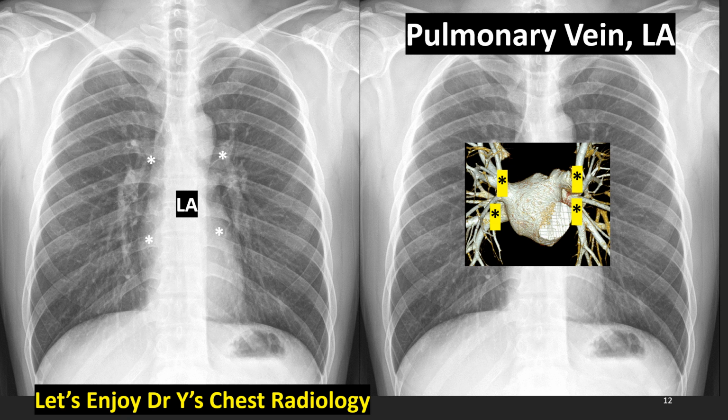On your right side, that is a CT angiogram, a pulmonary venogram. In the center, it is the left atrium. On the four corners, there are the right superior pulmonary vein, right inferior pulmonary vein, left superior pulmonary vein, and left inferior pulmonary vein. They are represented on your left side, the normal chest radiograph. When we are evaluating pulmonary veins and left atrium, we need imagination that these organs should be there. I see you are there.